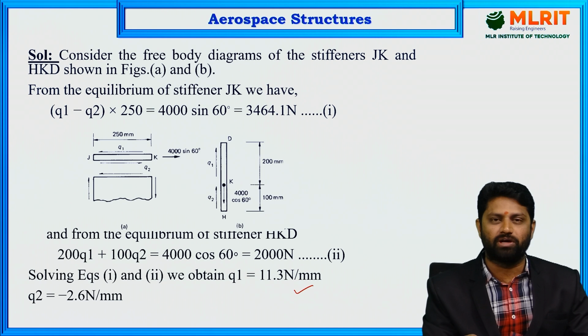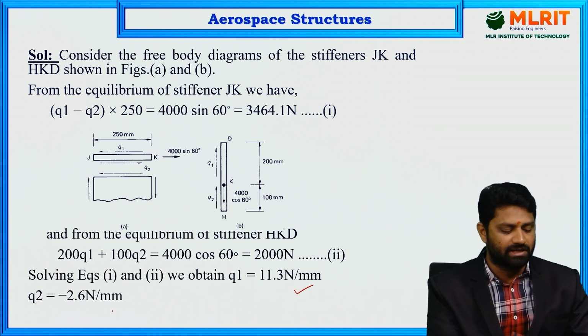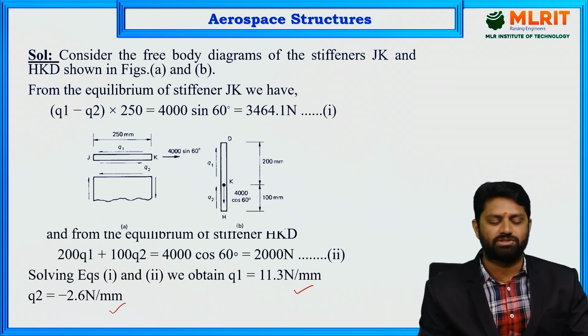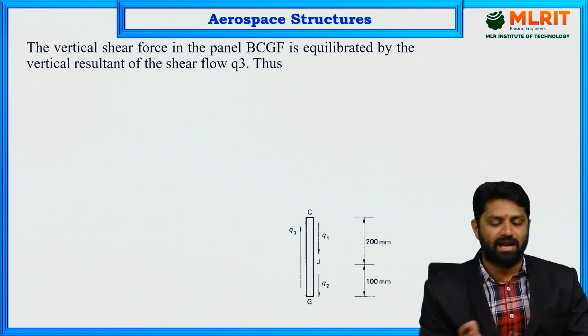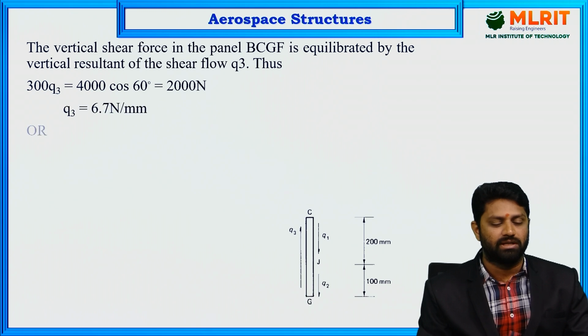Q1 is 11.3 Newton per mm, and you can calculate the shear flow Q2 as minus 2.6 Newton per mm. Now let's move on to the next panel. So the 1-2 panel is over. Now let's move on to the third panel.